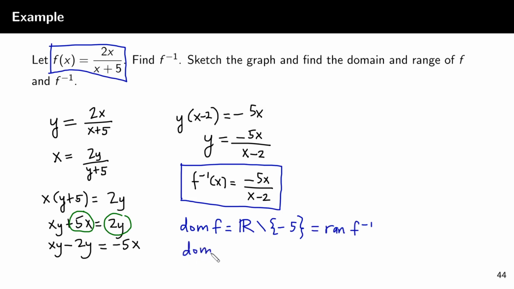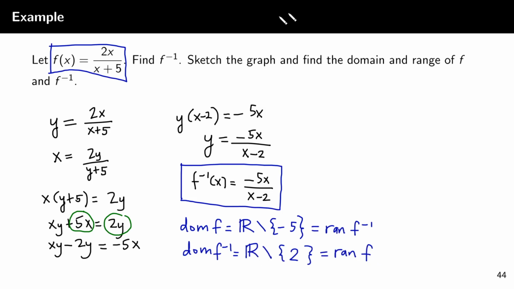Ano naman ngayon ang domain ng f inverse? Again, rational function din ito. So, ang tatanggalin lang natin sa set of real numbers ay yung value na gagawing 0 yung denominator. In this case, x equals 2. Kaya ang domain ng f inverse ay yung set of real numbers except the number 2. And then, siya rin ngayon ang range ng f.